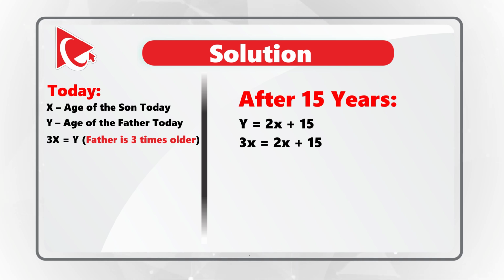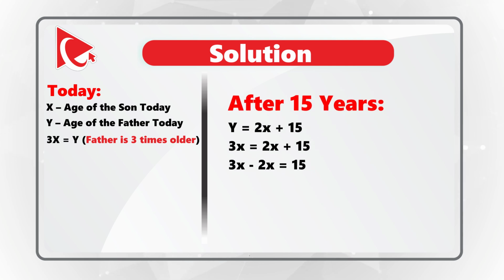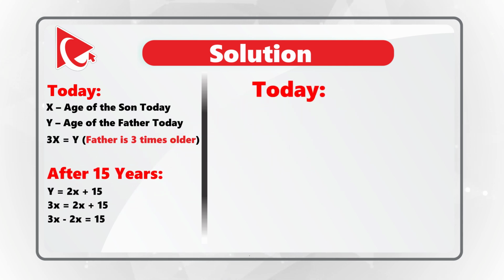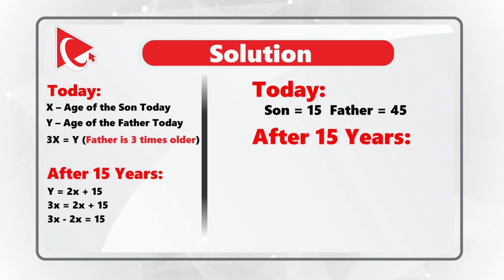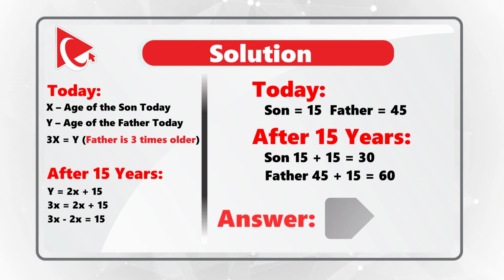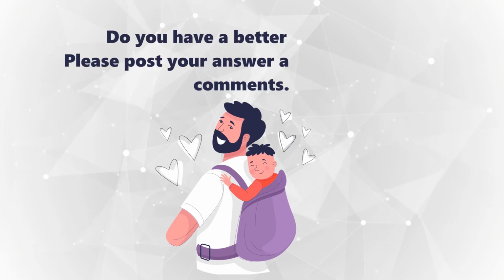Once we simplify, 3x minus 2x will equal 15. And after completing the calculations, x will be equal 15 and y will be equal 45. Based on this, today's age of the son is 15 years old, which means that after 15 years, son will be 30 years old and father will be 60 years old. Hopefully you've nailed this question and now know how to answer similar age problems on the test.